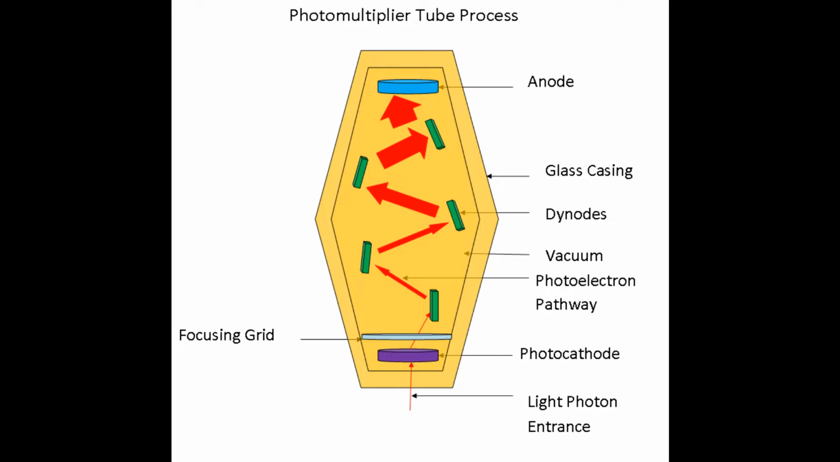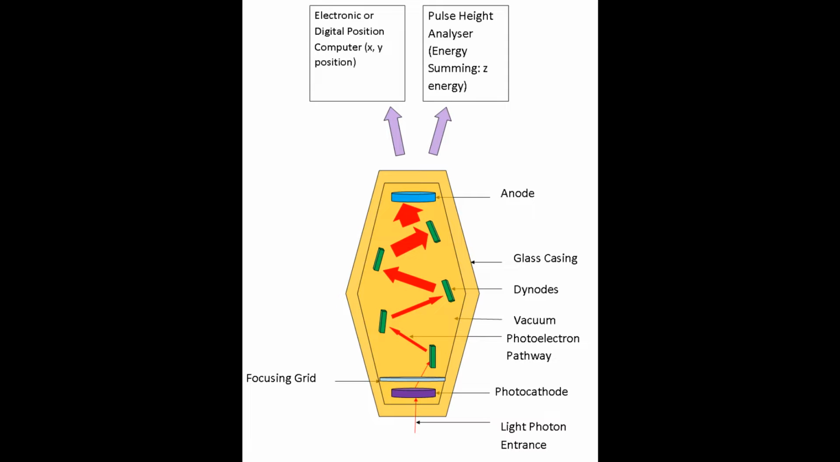Preamplifiers are another way to increase the signal output. From this point, the PM tube will direct a signal to the system's electronics. The signal is transferred digitally or electronically to a position circuit or energy circuit.